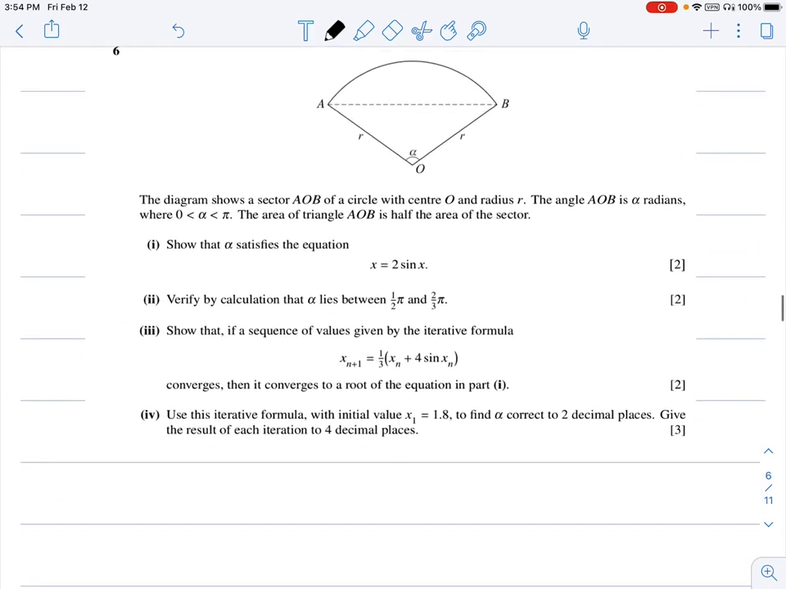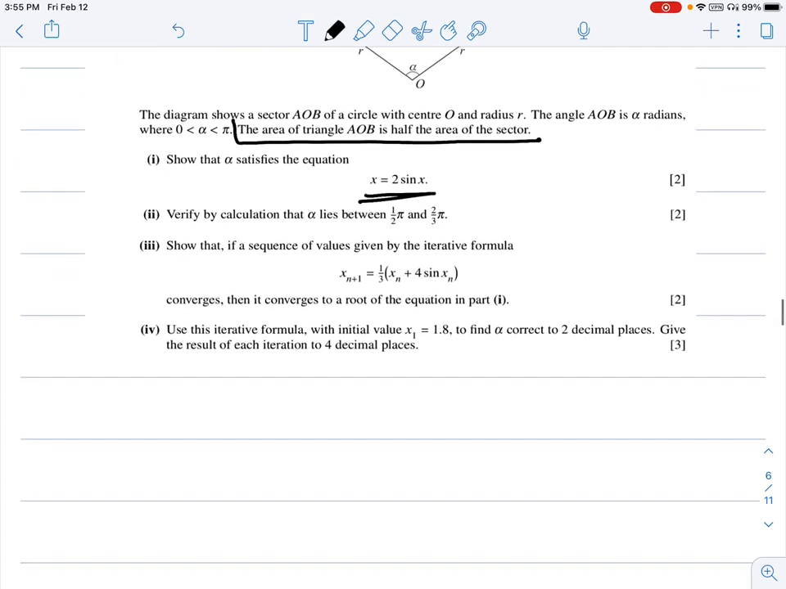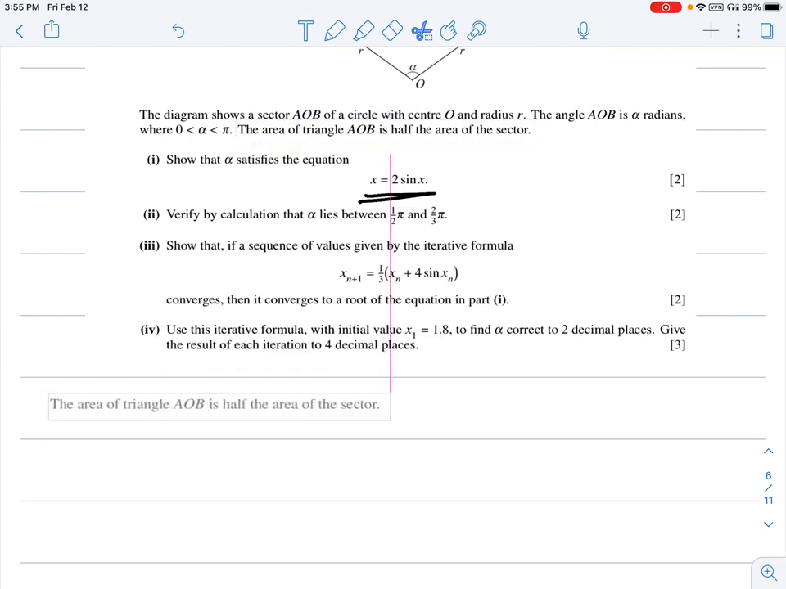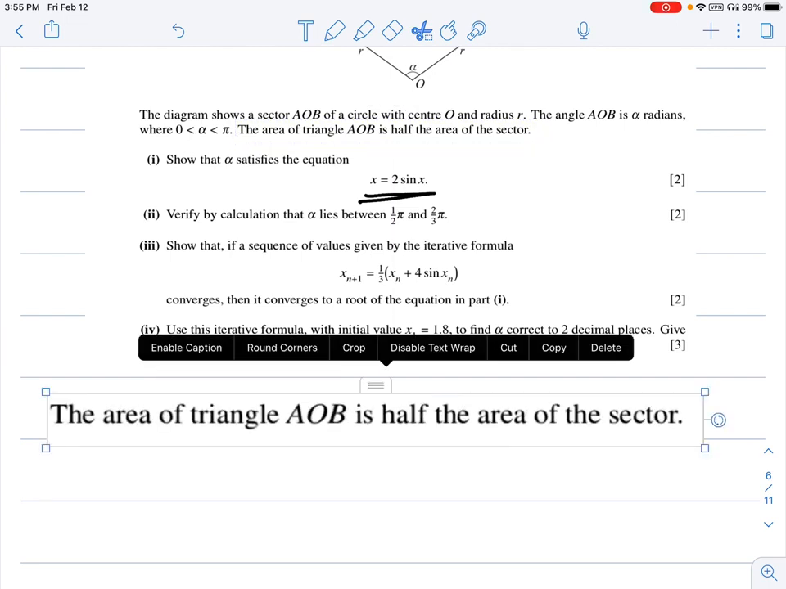Question number 5. Show that alpha satisfies x is equal to 2 sin x. The major part will be: the area of the triangle AOB is equal to half the area of the sector. That part I wanted. So what am I going to do? I am going to take only that part. Area of the triangle is half of the area of the sector.